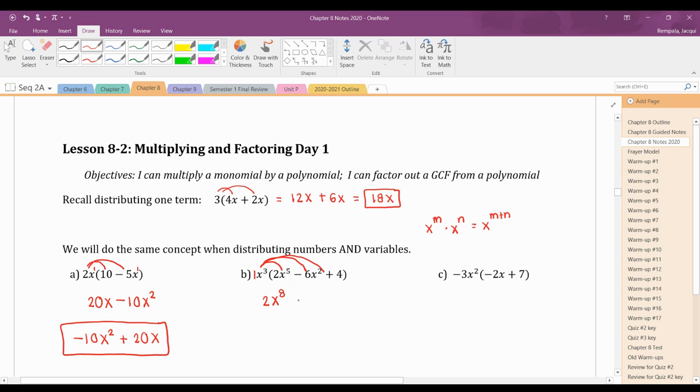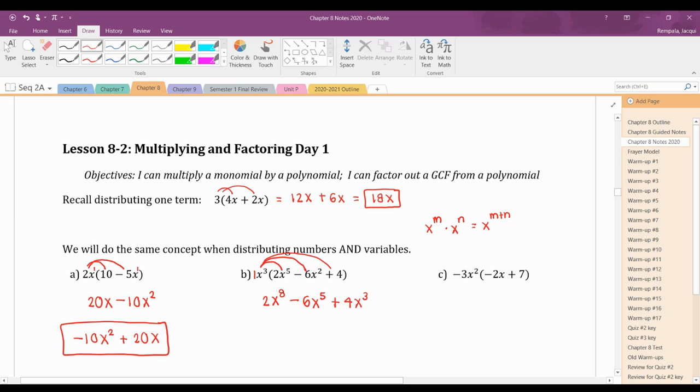I'm going to bring down that subtraction sign. 1 times 6 is still 6. X to the third times x squared. I get to keep the x and I'm adding the exponents. 3 plus 2 is 5. I'm going to bring down that addition sign. 1 times 4. So here, that got distributed to the 4. So 1 times 4 is 4, but there's also an x to the third. Because there's no variables with the 4, the x to the third doesn't change. It'll stay x to the third.